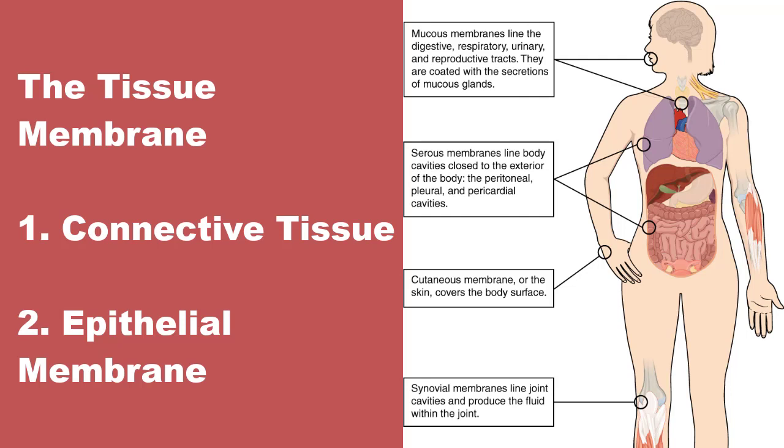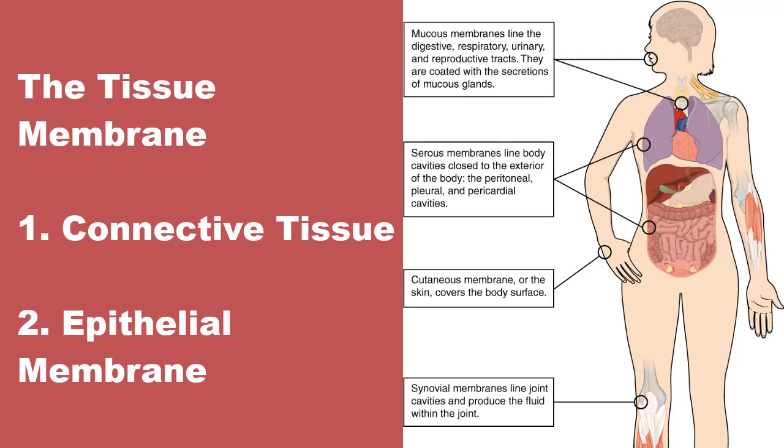The hyaluronan effectively traps available water to form the synovial fluid, a natural lubricant that enables the bones of a joint to move freely against one another without much friction. This synovial fluid readily exchanges water and nutrients with blood, as do all the body fluids. And the second type of tissue membrane is the epithelial membrane.